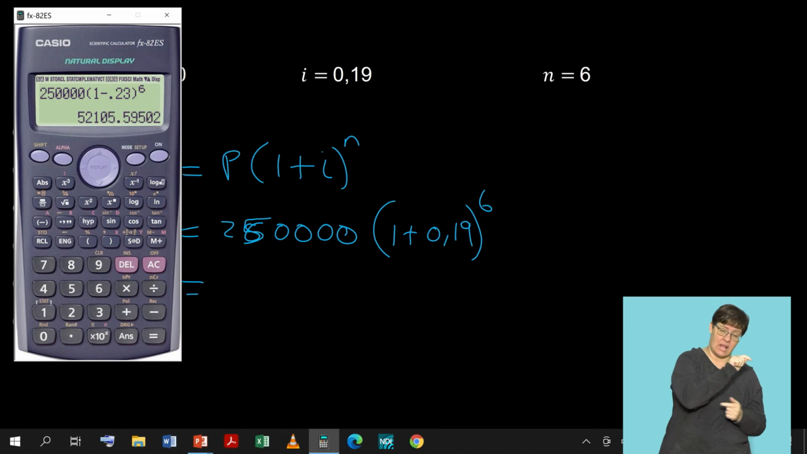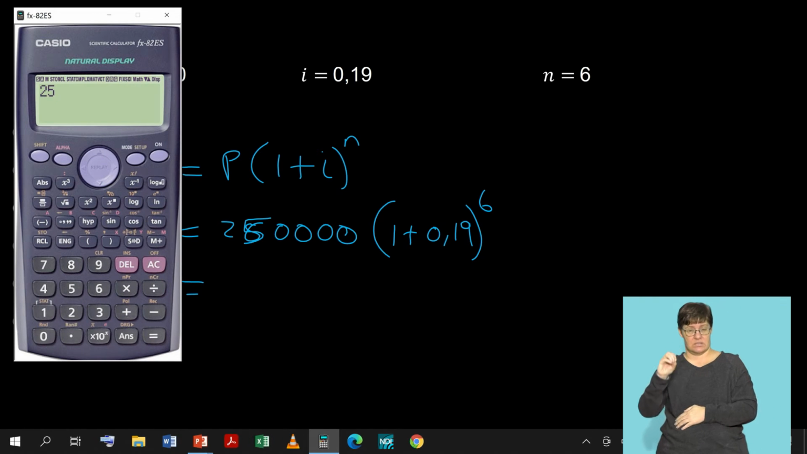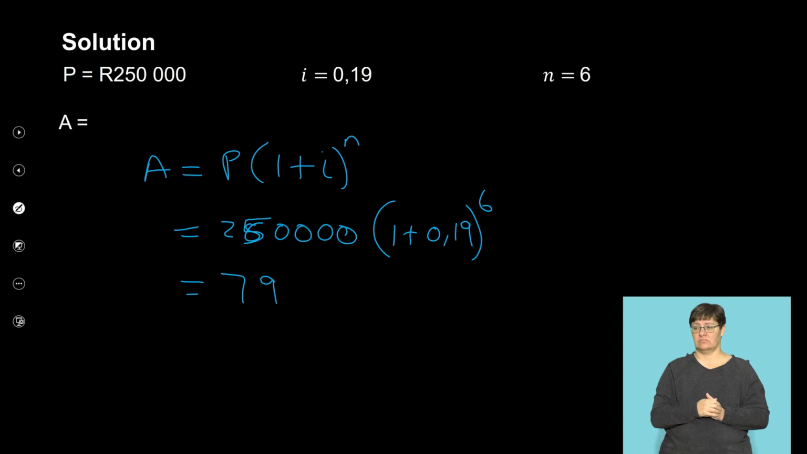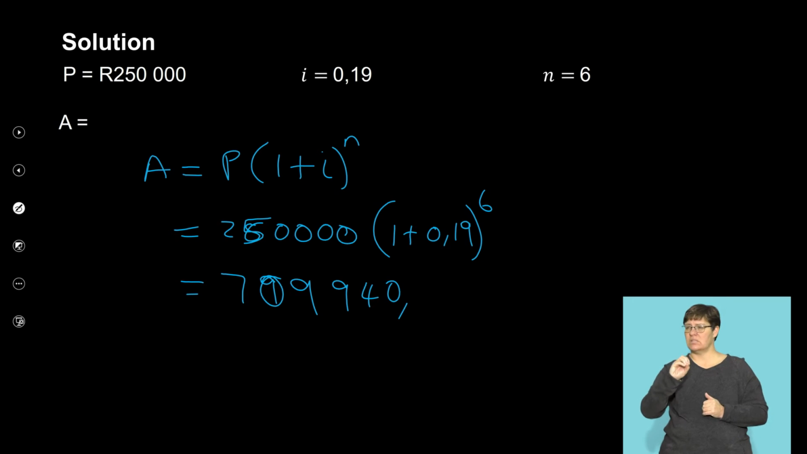You then also go back to the calculator, 250,000, 123, into 1 plus the 0.19, or 19 rather, to the exponent of 6, and this will be 709,940. So 709,940. Now let's just quickly look at how many cents this will be, 21 cents. Right, so now it really makes sense why companies would do such a thing.